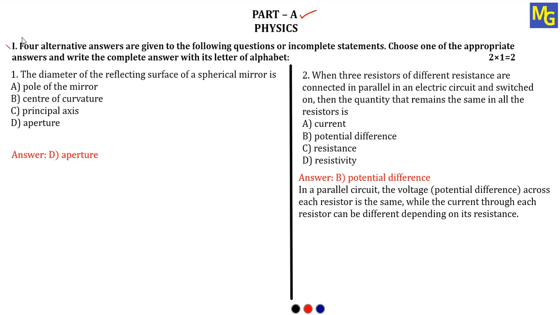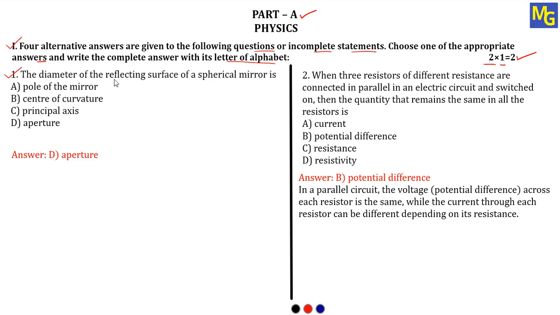So question number 1, Roman number 1: 4 alternative answers are given to the following questions or incomplete statements. Choose one of the appropriate answers and write the complete answer with its letter of alphabet. Here we have 2 multiple choice questions, and after this there are 2 theoretical questions, and all carry 1 mark. Each question carries 1 mark, so in total we are going to get 2 marks from this section. So question number 1 will start.